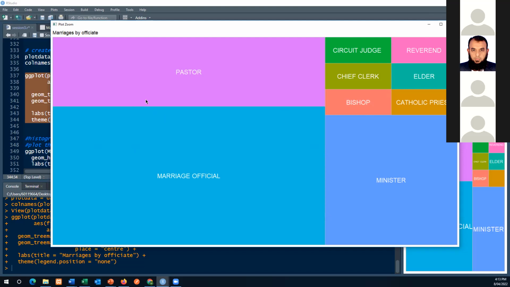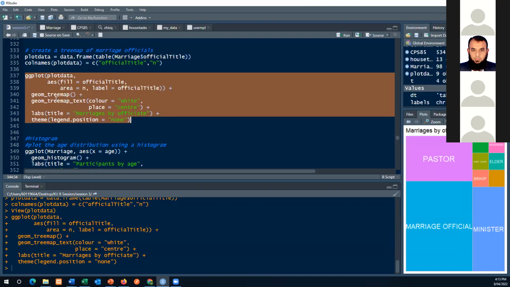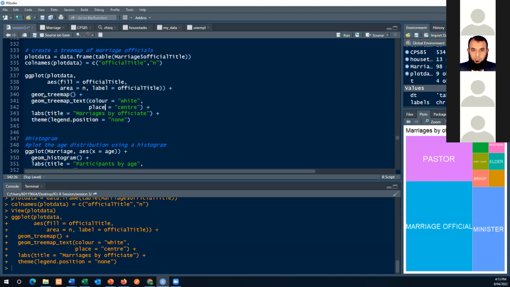It's like a plot. This is called a tree map, and it is created using the geom_treemap function. Here this is the catch: it draws this, and then fill is the official title, which is the title we have got, and the area will be the area channel. We'll be using the number of counts that title has, and based on that the area will be defined. The label will be the title itself, and the color is white, that is the title color.